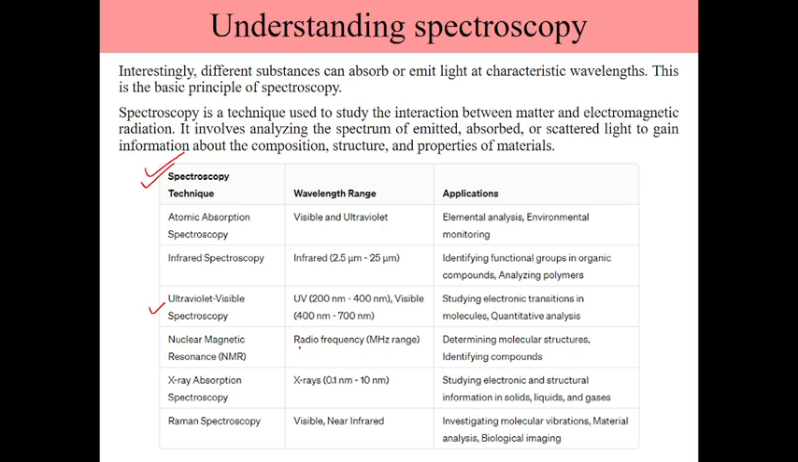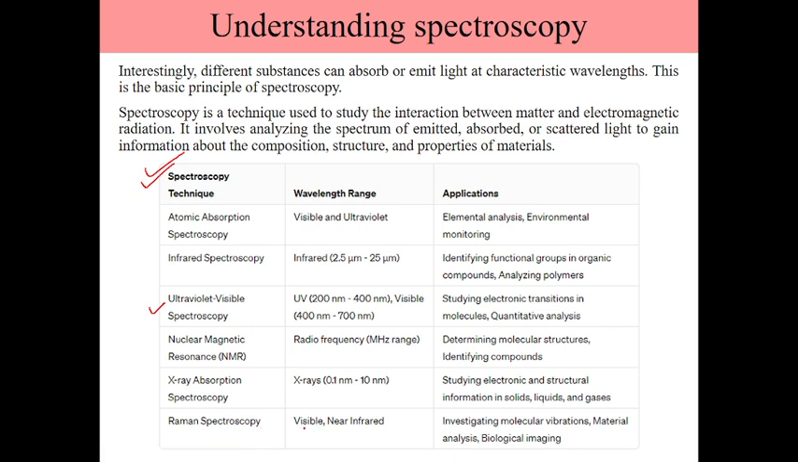Okay. Then comes in nuclear magnetic resonance. So this uses radio frequency in megahertz. Okay. So that is very, very high wavelength. This is used for solving molecular structures and identifying the compounds. Okay, then it is X-ray absorption spectroscopy. So they of course use X-ray and this is used for studying electronic and structural information in solid, liquid and gases.